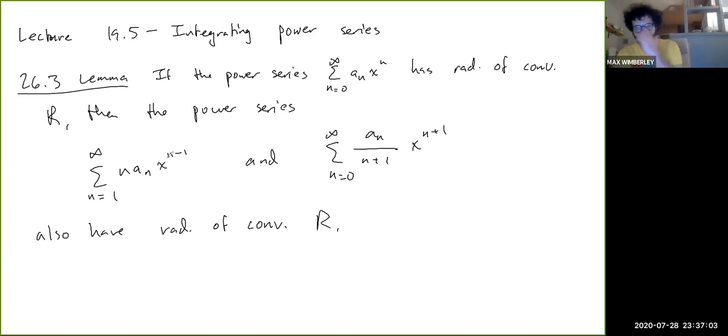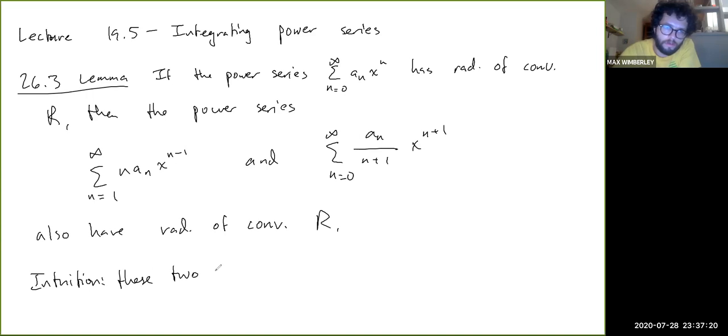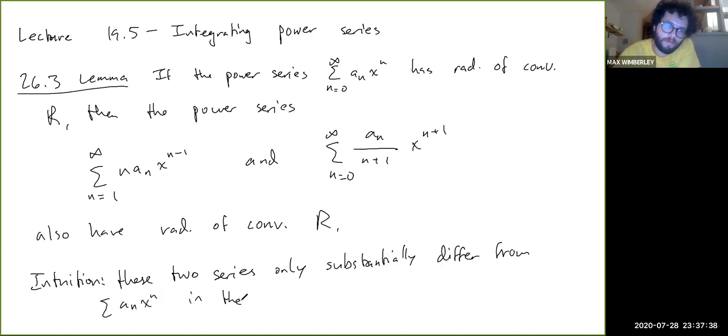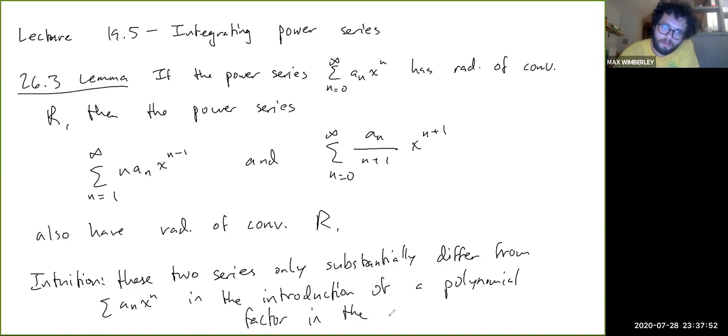Okay, so the reason that I would hope that this is not too difficult for you to believe is that these two series only substantially differ from the original series, the sum of a_n x^n, in the introduction of a polynomial factor in the coefficients.